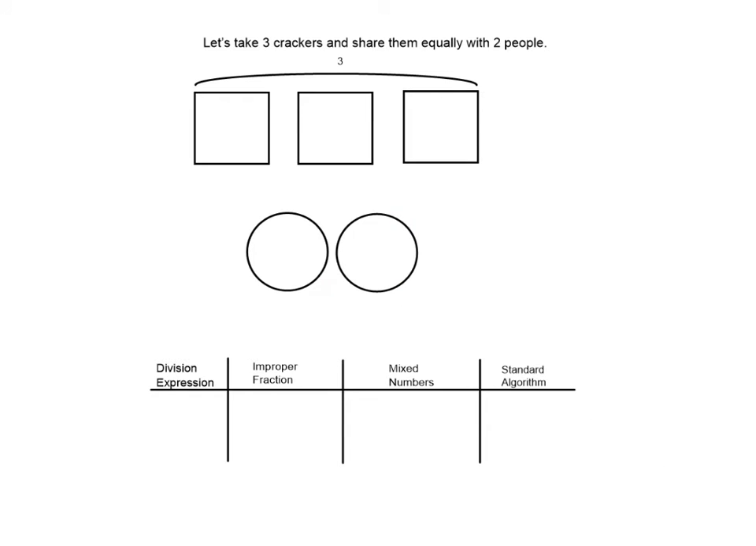So now we are going to use squares to represent our crackers and circles to represent our people. And what we're going to do is distribute or share these crackers amongst this number of people.